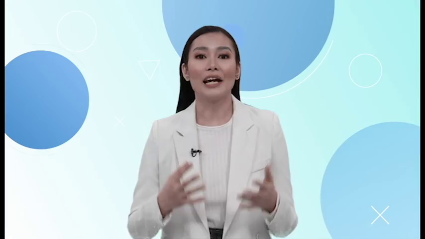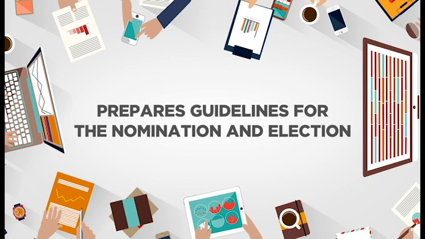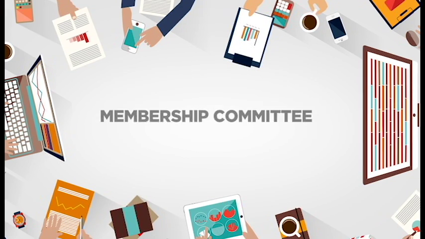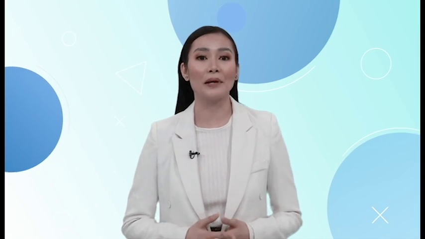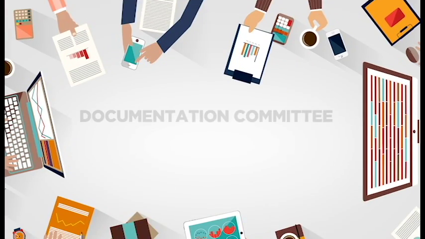Election Committee. It supervises the conduct of all elections and prepares guidelines for the nomination and election of directors and committee members. Membership Committee. It promotes cooperative ideas and practices and campaigns for membership. Finance Committee. It raises funds, collects payments of fees, contributions, and takes charge of other financial matters.